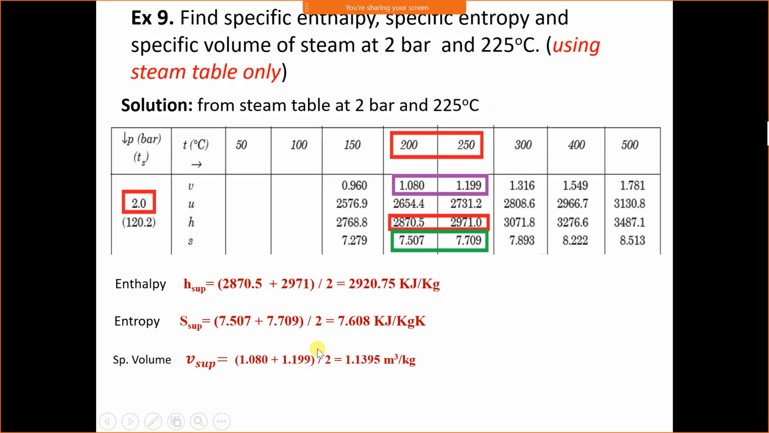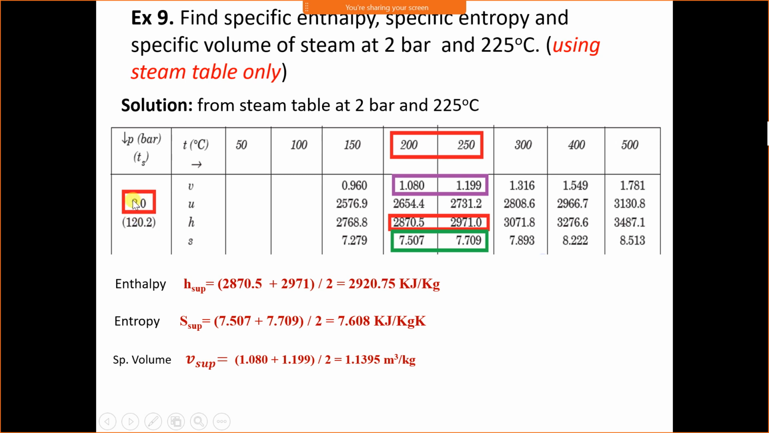meter cube per kg. Now find the specific enthalpy, specific entropy and specific volume of steam at 2 bar and 225 degrees Celsius. From the steam table, again at 2 bar, 225 degrees Celsius is a superheated temperature. Look here. At 2 bar, 120 degrees Celsius is the saturation temperature, and this temperature is greater than that temperature. Therefore, it is superheated steam. Now we will use table number 3.